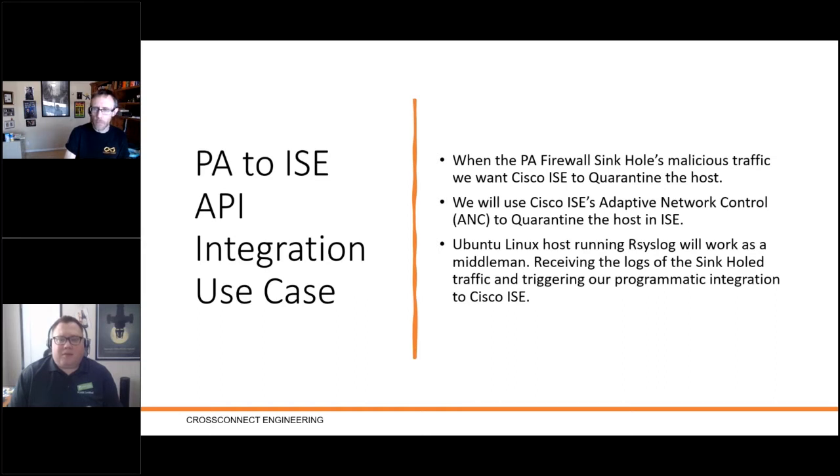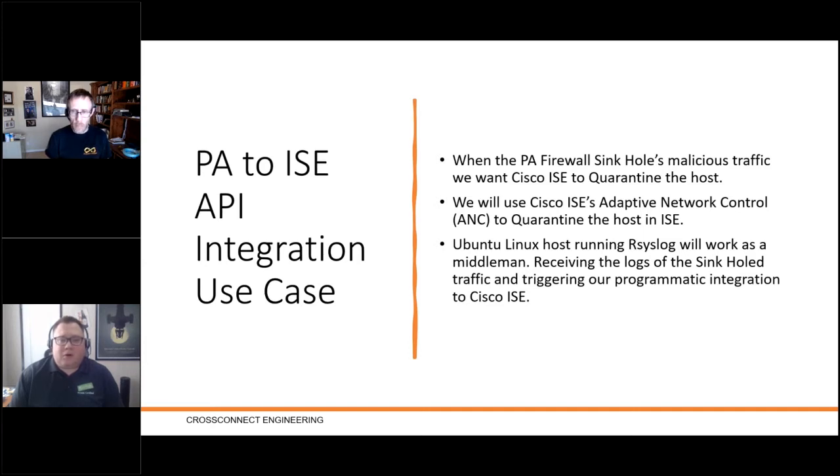So when the firewall does sinkhole that malicious traffic, what we'd like it to do in a perfect world scenario is talk to the Cisco ISE server and say, hey, could you quarantine that host so it can't talk east-west to other hosts, other servers that are below the perimeter firewall. Now, there is no built-in ability, so we're going to use an API integration to make this happen.